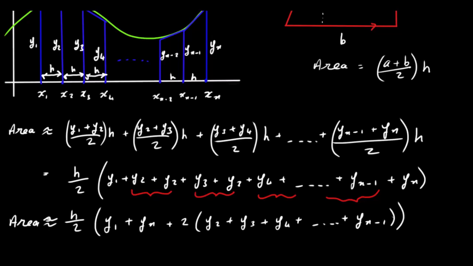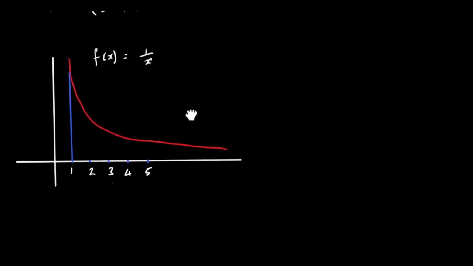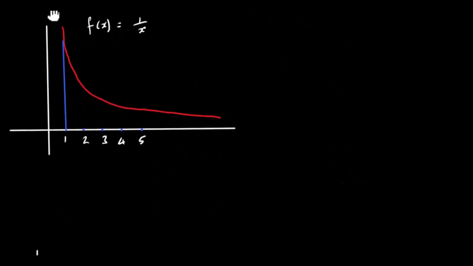And this is the formula that you'll see in your tables. Okay, so let's do an example of how you would actually use this. Let's take this function here, which I've drawn, and it is the function 1 over x. And what we're going to do is find the area between 1 and 5 on the x-axis of the function 1 over x.